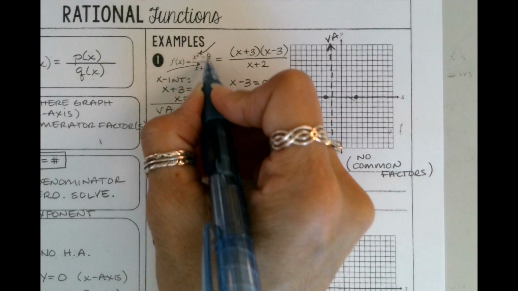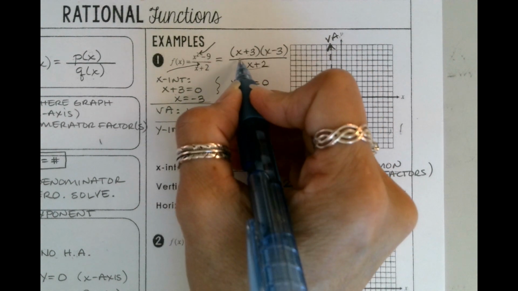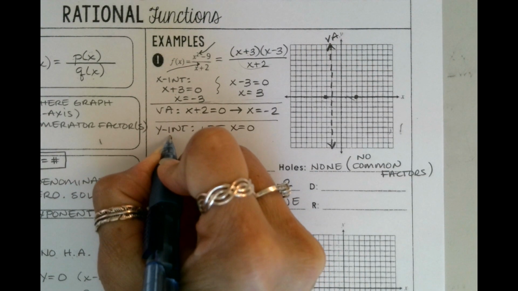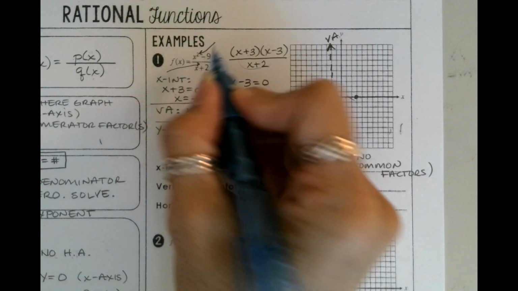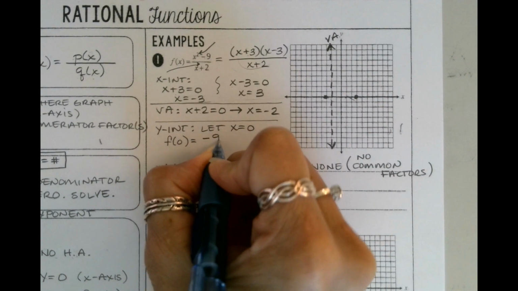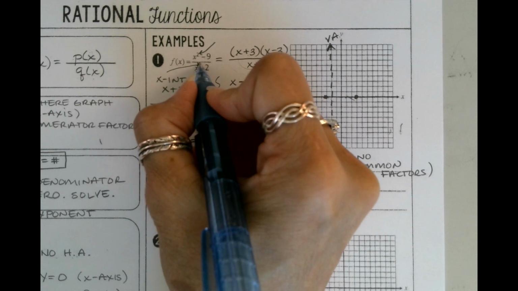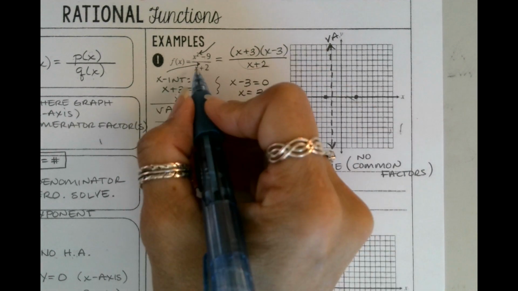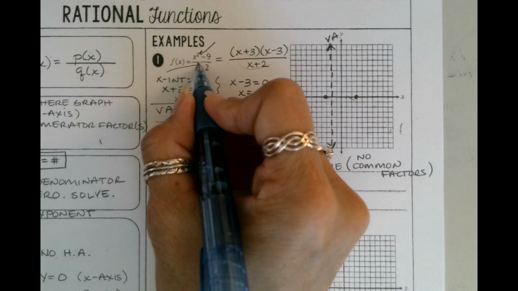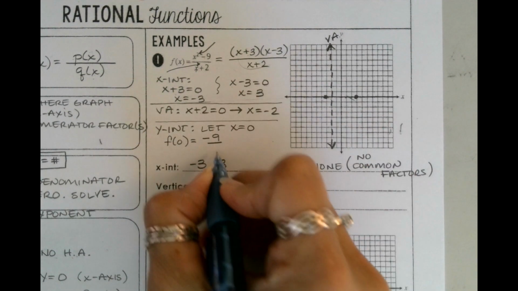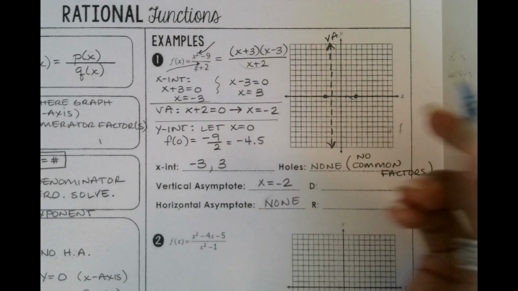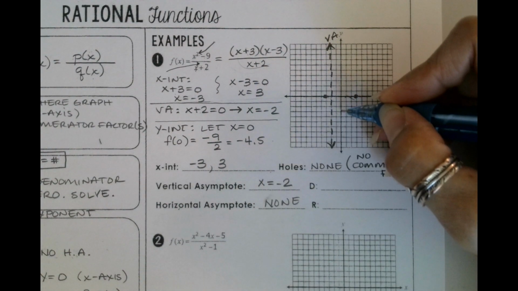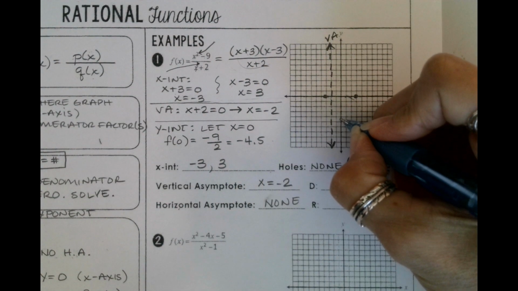So if I substitute 0 here or here, whichever one, does not matter, f of 0 would be 0 squared minus 9, which just gives me -9. 0 squared is 0, and 0 plus, that's a 0 to the first power. 0 to the first power is 0 plus 2 is just 2. Our y-intercept is going to be -4.5. So 1, 2, 3, 4.5.